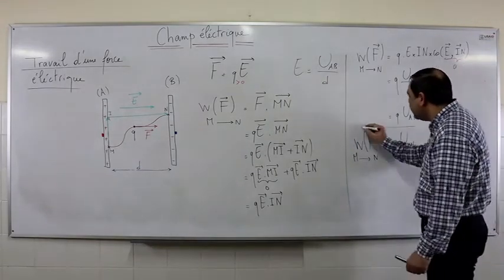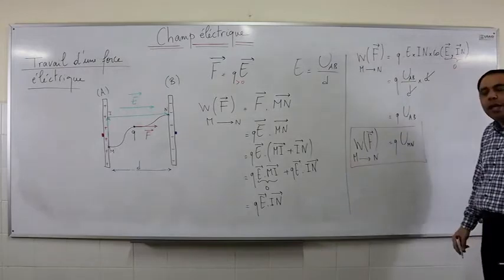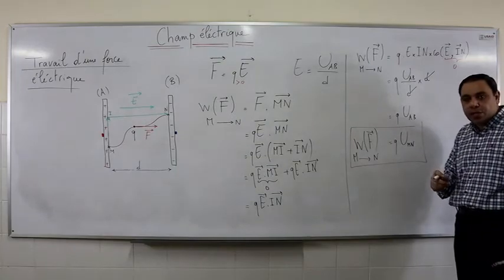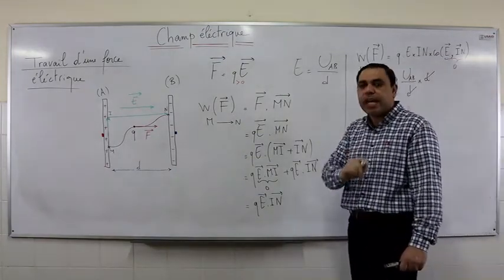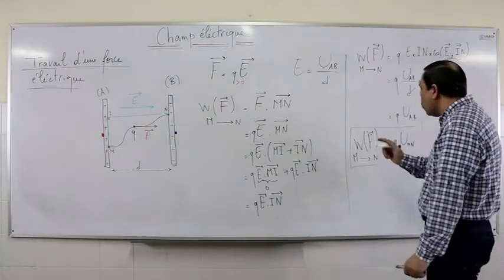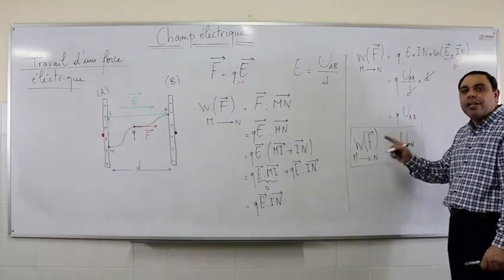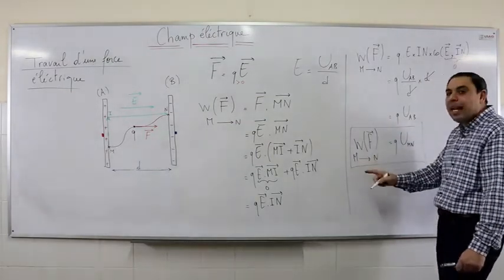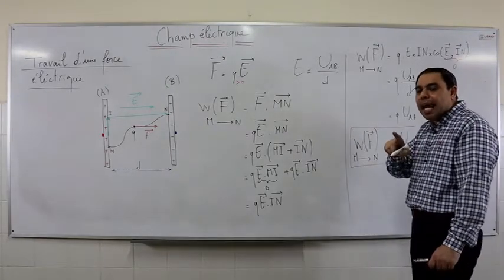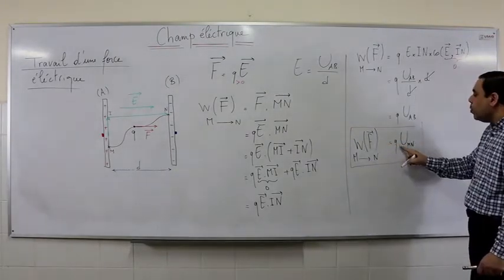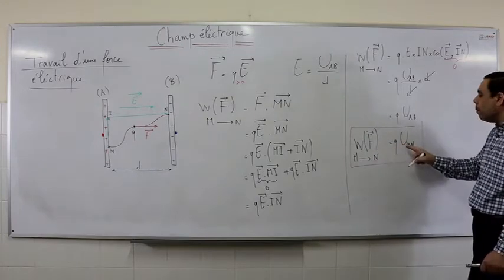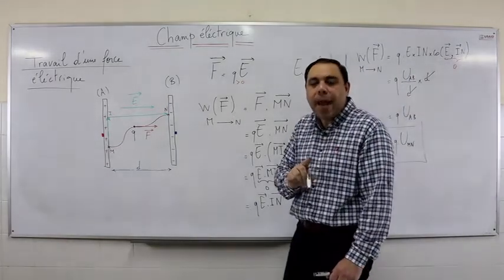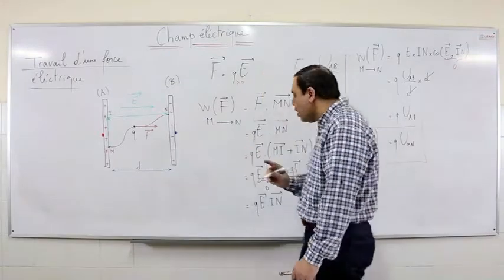This formula is directly applicable no matter what situation the punctual charge is found in. The work of the electric force that is applied on a punctual charge when it moves from point M to N is always equal to Q times UMN, the amount of charge multiplied by the voltage between the points M and N. This is a general formula.